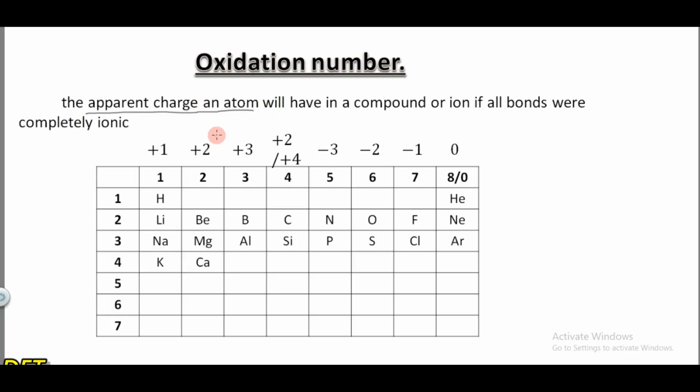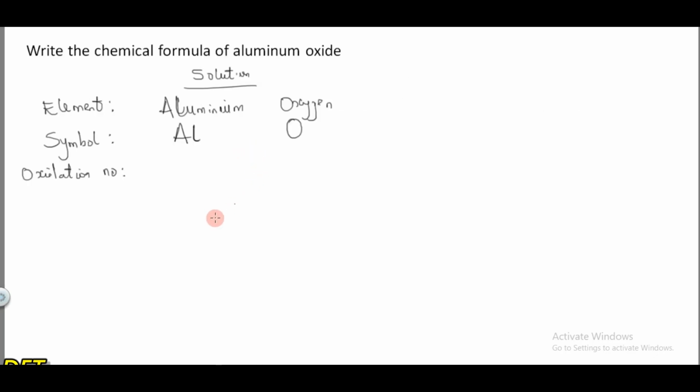So what's the oxidation number of aluminium? Aluminium is in group 3 of the periodic table, right? So that makes the oxidation number +3. This is aluminium in group 3. So the oxidation number of aluminium is +3.